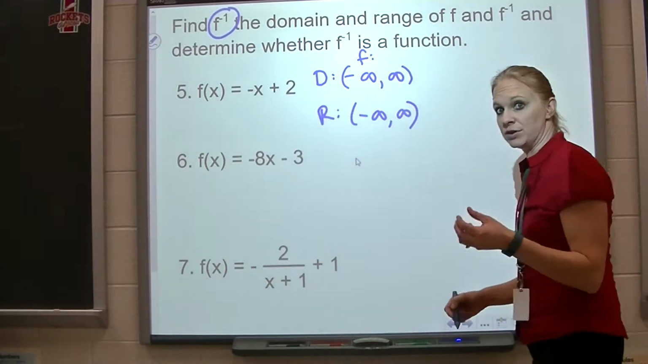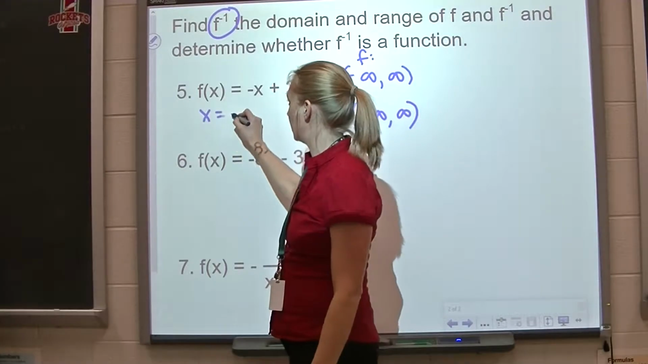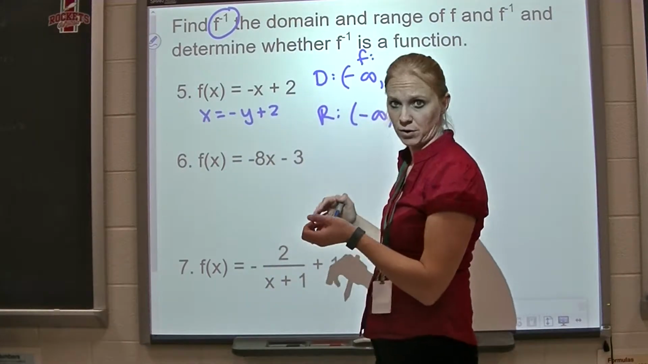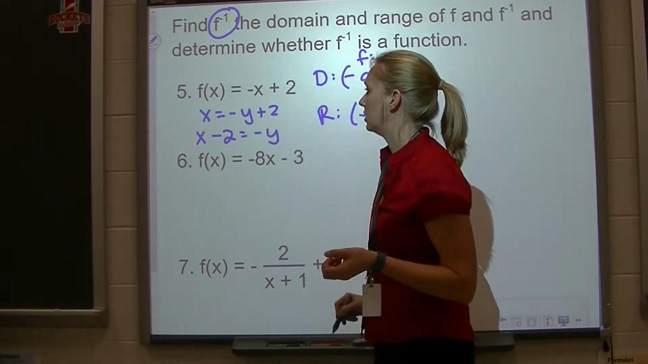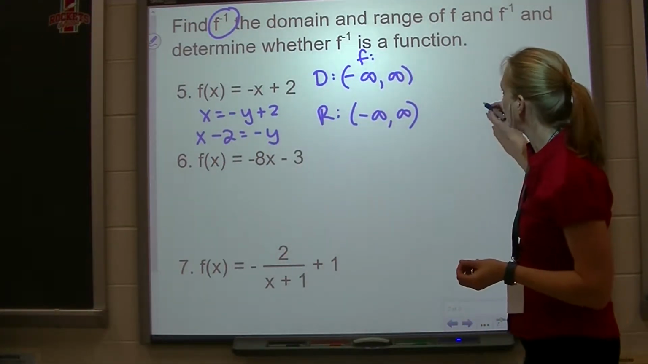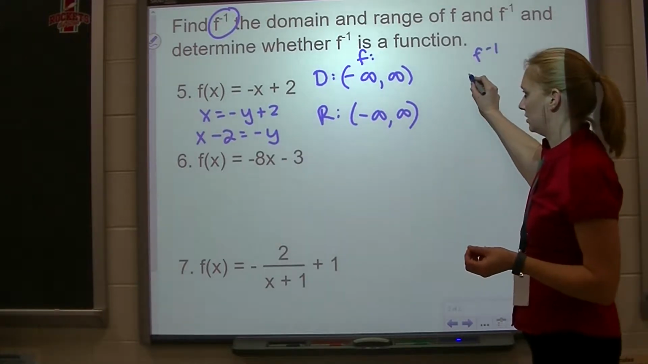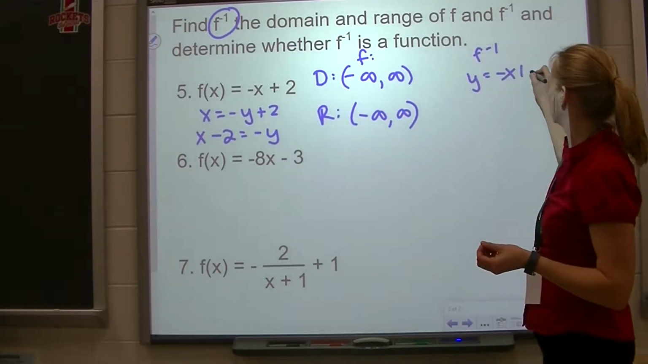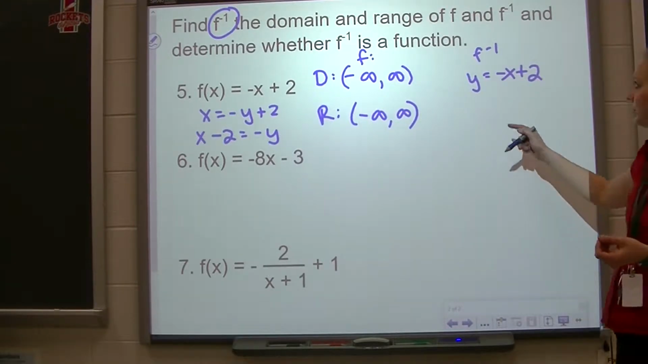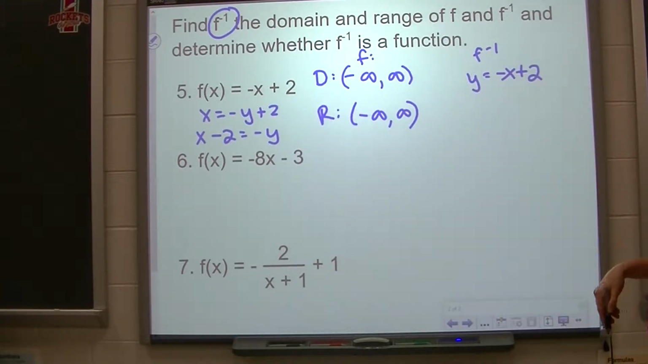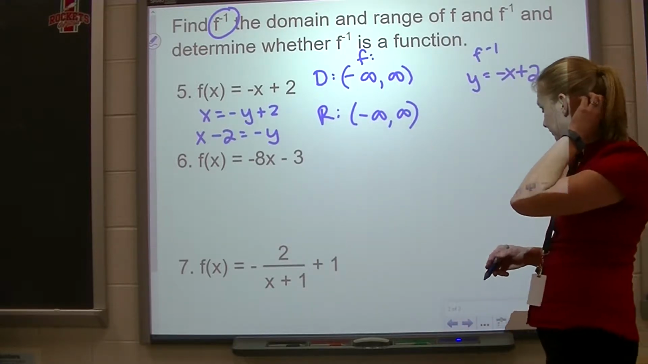Okay, now to find the inverse, remember we have to flip-flop x and y. So it's going to be x equals negative y plus 2, and solve for y. So subtract 2. So it's going to be x minus 2 equals negative y, divide by negative 1. So our inverse is y equals negative x plus 2. Hey, check that out. It's the exact same as the original. So that is actually the domain and range of the inverse as well. Negative infinity to positive infinity for both.